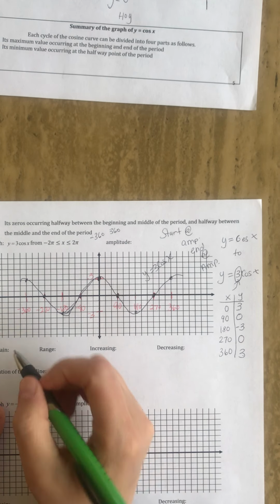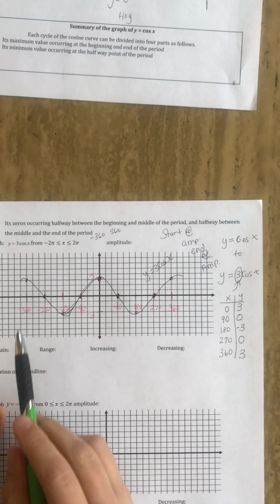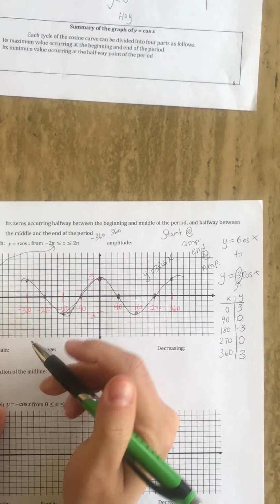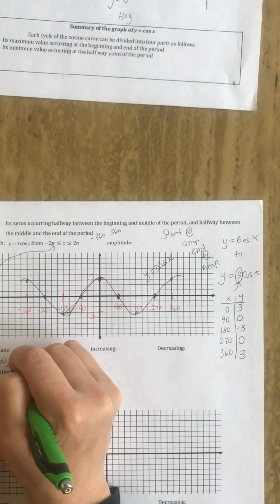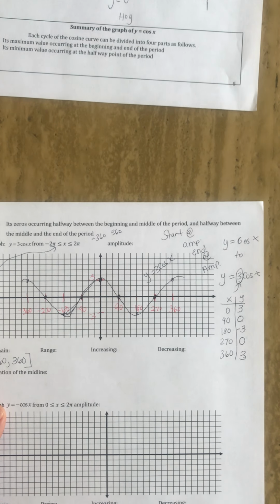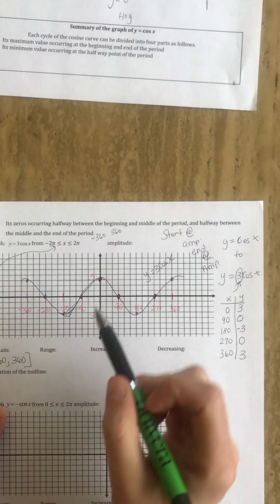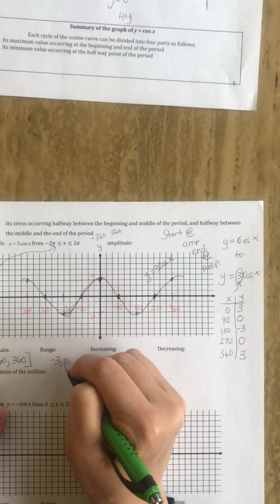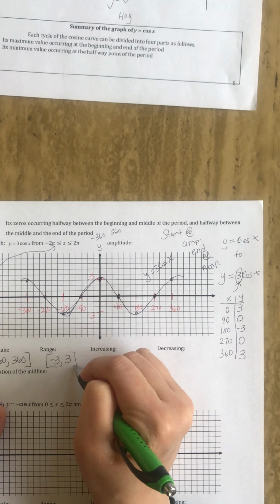Our domain, those are the x values. Again, we're going to be focusing in on, and you guys can see that the domain's always up here. We're going from -360 to +360. Make sure you have that bracket because those are included. The range are my y values from low to high. So we have -3 to +3.